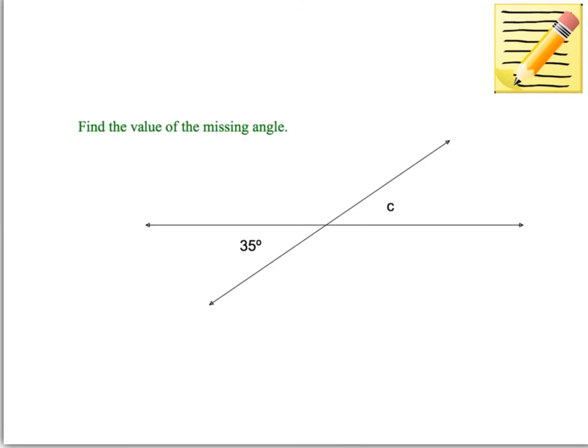Alright, what about this one? Well, you don't even need any working out with this one because it's vertically opposite. You can work out that, we'll put the symbol first, vertically opposite angles. So C equals 35 degrees. Because they're vertically opposite, they are equal. Another word for equal is congruent. So that's as easy as that.